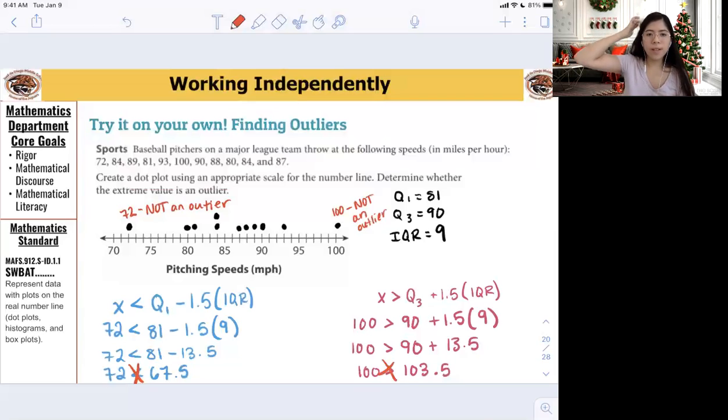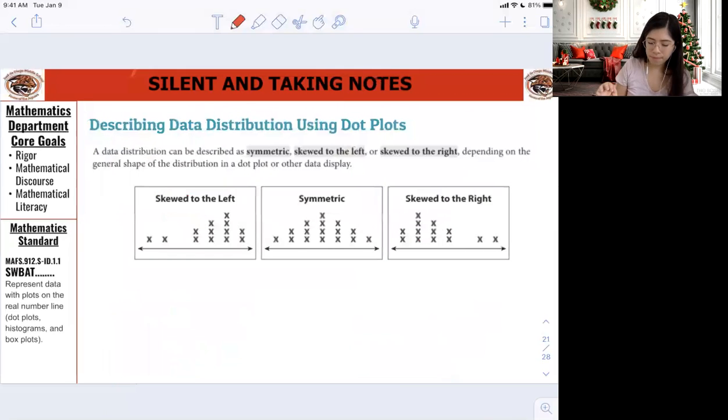Okay. One last little thing. Remember how I said the word skewed before? There are two ways for data to be skewed. Either they are skewed to the left or they are skewed to the right. And basically it all comes down to the shape that the data makes. Okay, so let's take a look.